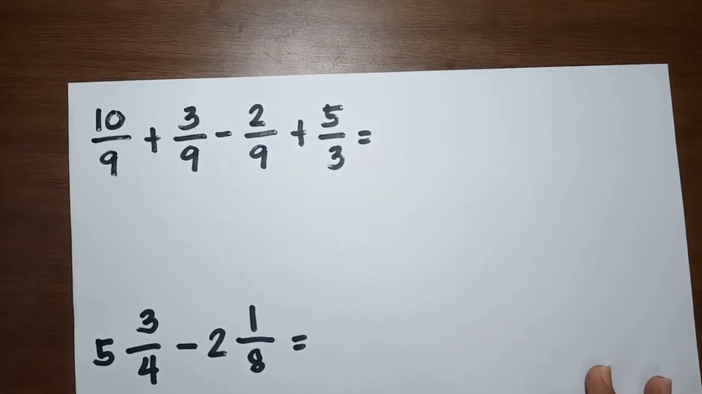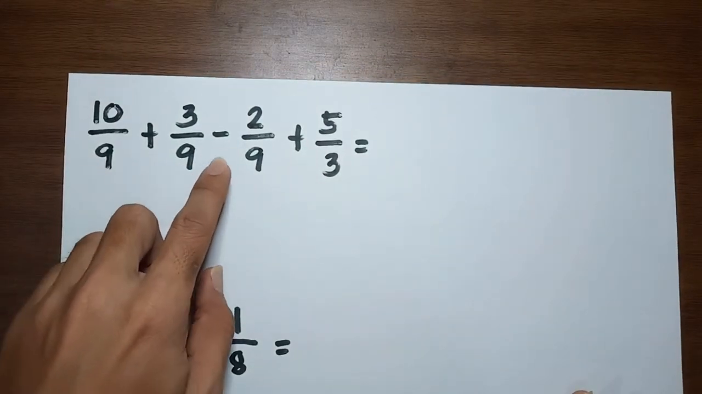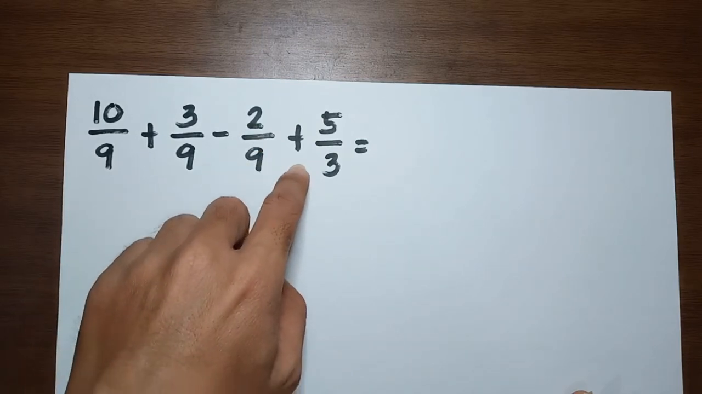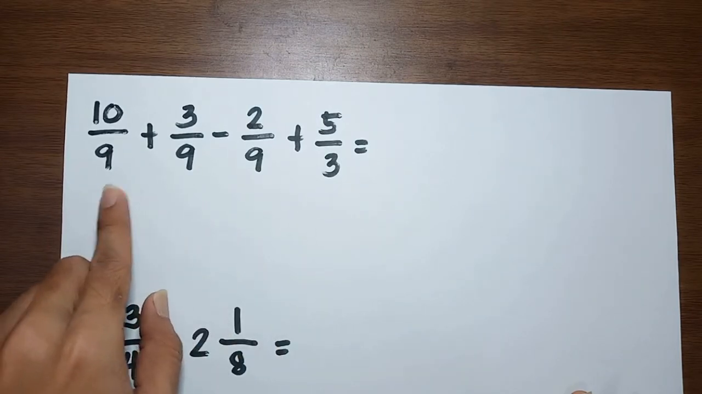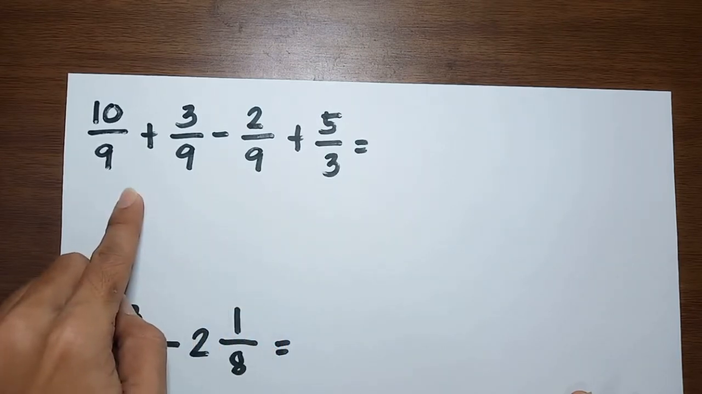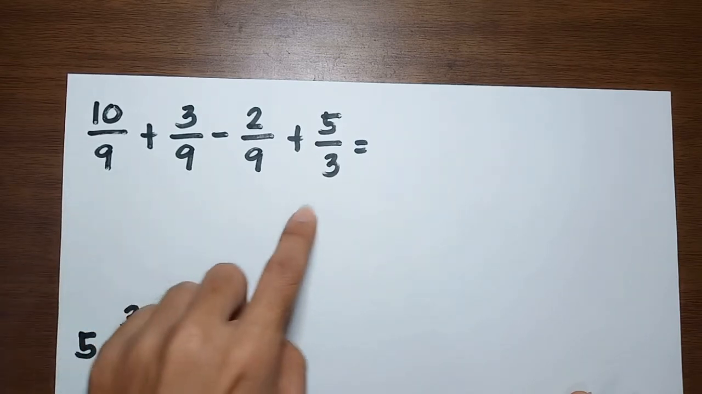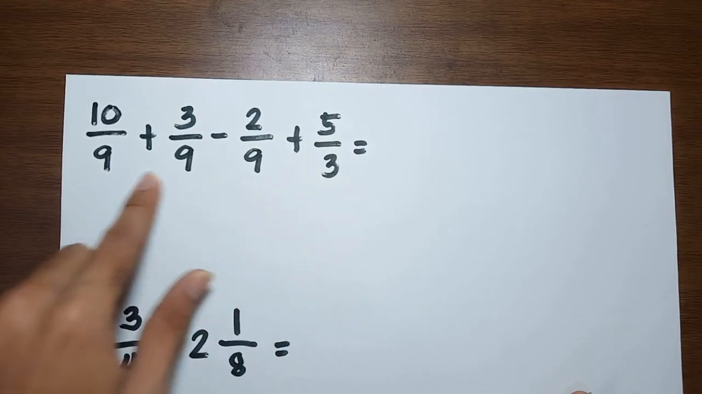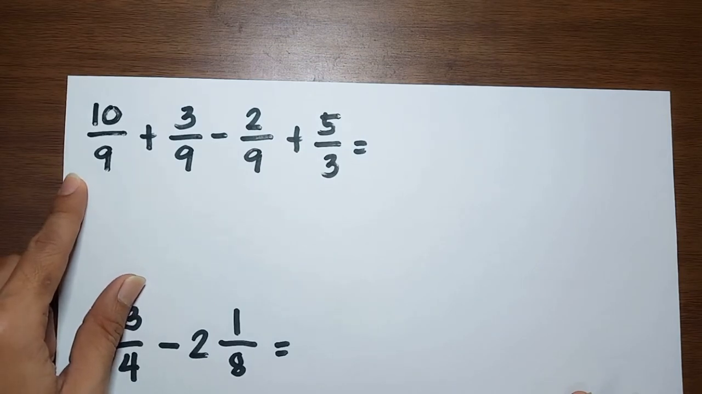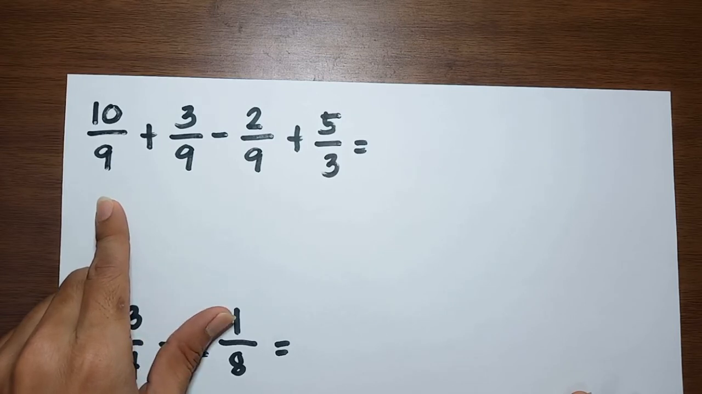For example, we are given these fractions. 10 over 9 plus 3 over 9 minus 2 over 9 plus 5 over 3. As you can see, we have 4 fractions. We have 3 fractions here which are similar fractions, and we only have 1 fraction which is different from the other 3 fractions. The denominator here is 3. So what we need to do, if you are given fractions like this, is just simply combine all those fractions having the same denominator. Then afterwards, we will find the LCD for the next fraction.